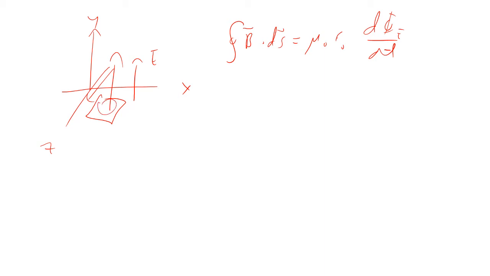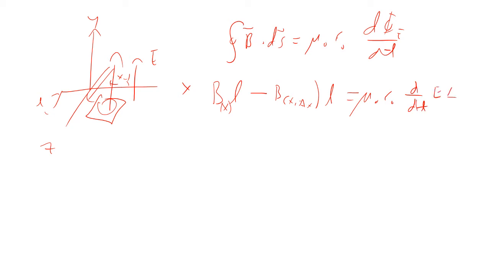And so that would mean that we have B times L, so this is some L this way and some delta X, B at X times L, minus B at X plus delta X times L. Okay, that's equal to mu naught epsilon naught times the derivative with respect to time of E times delta x times L. So like before, the L's are all constants, so they cancel. Delta x is constant, so it comes out of the integral. Then we can divide through both sides.